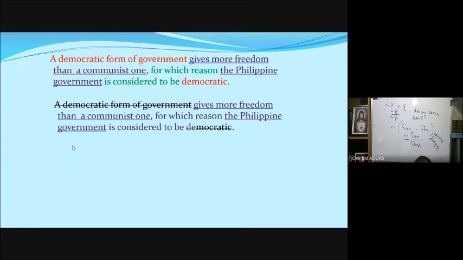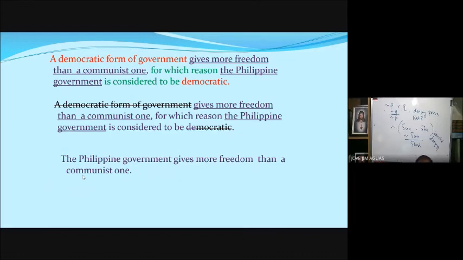Okay? The implied proposition. So what would be the implied proposition here if we cancel this and this? The implied proposition would be the Philippine government gives more freedom than a communist one. Okay? That is now the implied statement. So it's important that we know what is being implied here.